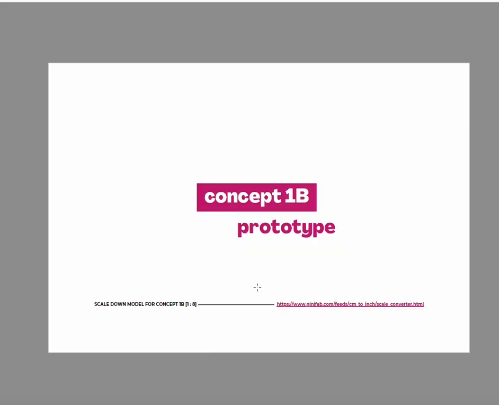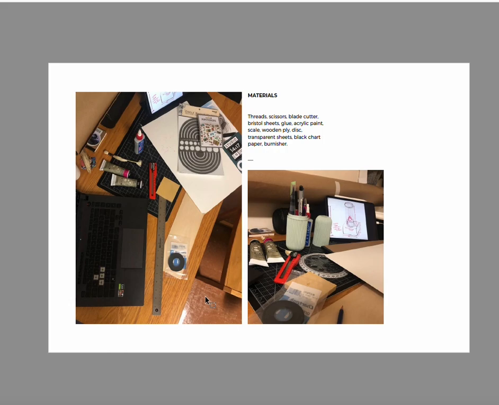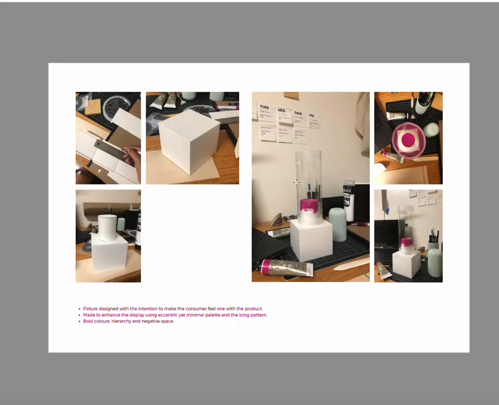And prototyping: scale down model for concept 1B. Even the reference links are specified on this page, and materials, all the process shown on this page, even specified which materials were used, and all this process. You can see this student's everyday life from this desk.